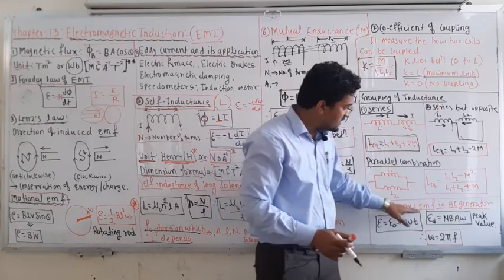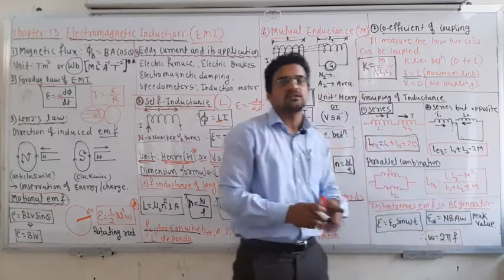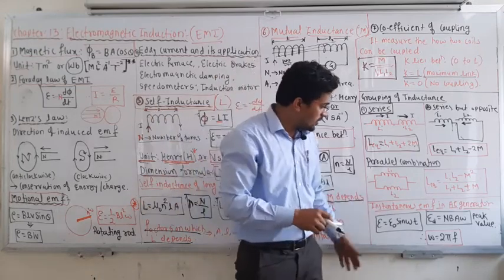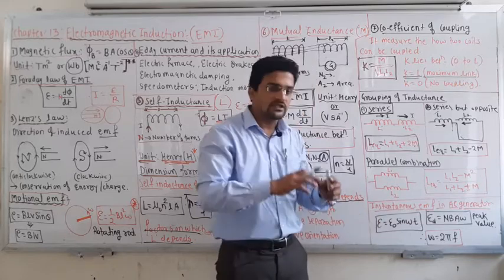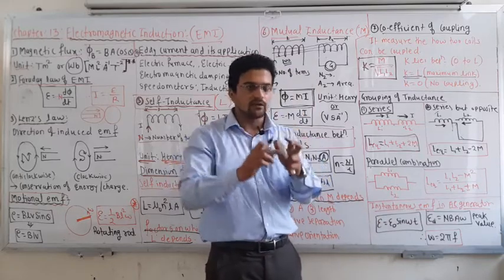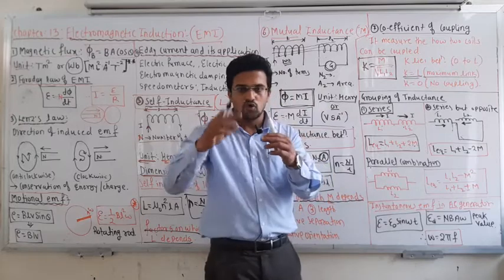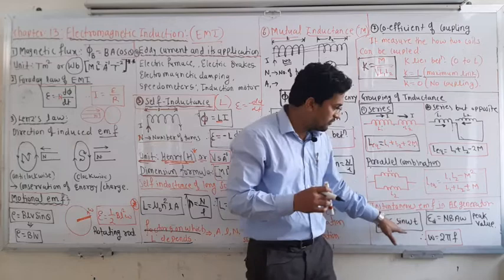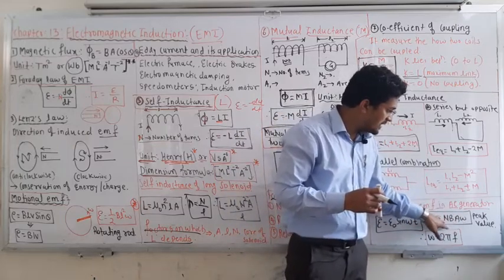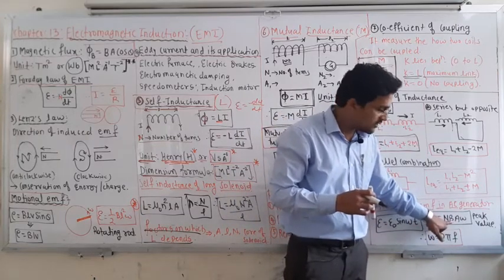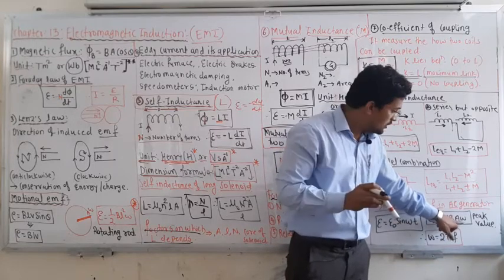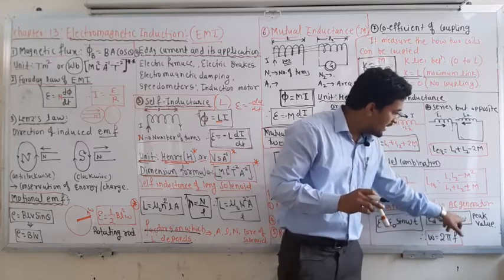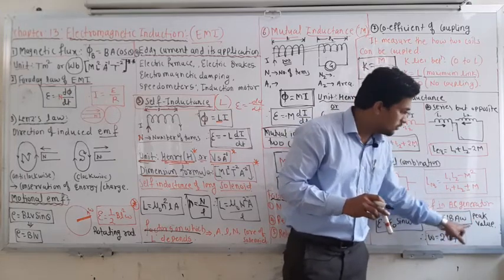Then the instantaneous EMF developed in the AC generator, because the AC generator works on the principle of electromagnetic induction. How much EMF is developed while the coil is rotating? If it is rotating with angular velocity omega, in time t, how much EMF is developed? E is equal to E naught sin omega t, where E naught is equal to NBA omega. N is the number of turns, B is the magnetic field, A is the area of the coil, and omega is the angular velocity. And this is the maximum EMF developed in the coil, so it is the peak value.